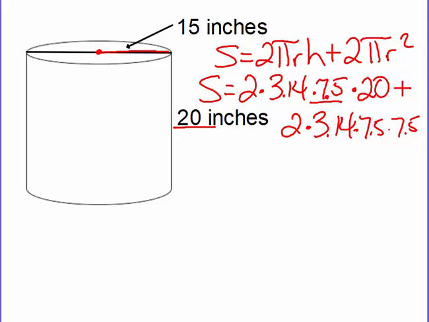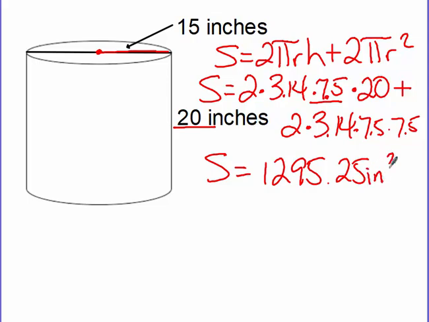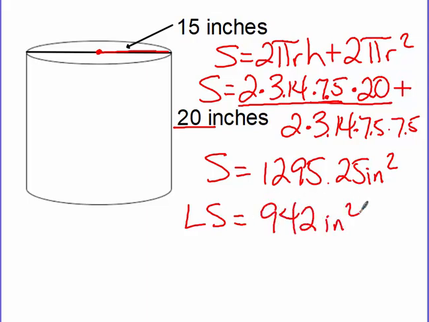When we hit our enter key, you end up with a total surface area of 1,295.25. We look at our label, inches squared. And that's what we have for total surface area. Now, if we want to know lateral surface area, then we just go back and we look at just the first part and we type it in. 2 times 3.14 times 7.5 times 20. And you'd end up with 942 inches squared. So the formula itself is pretty easy.